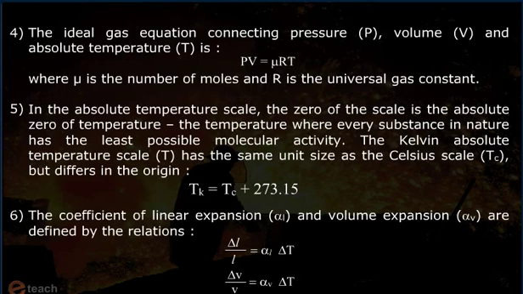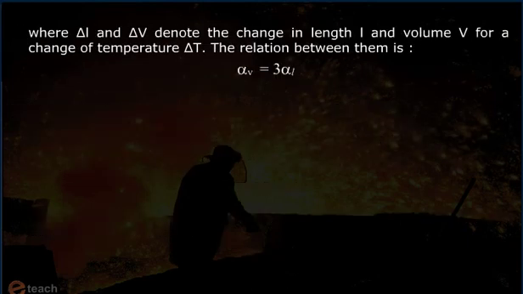Sixth, the coefficient of linear expansion αL and volume expansion αV are defined by the relations ΔL/L = αL ΔT, ΔV/V = αV ΔT, where ΔL and ΔV denote the change in the length L and volume V for a change of temperature, ΔT. The relation between them is αV = 3αL.